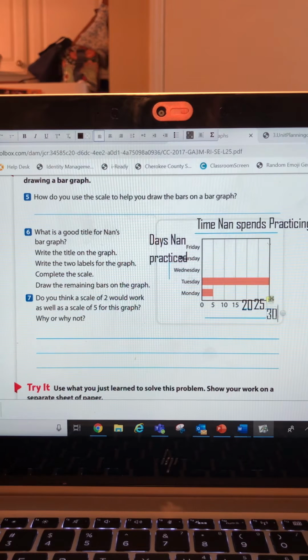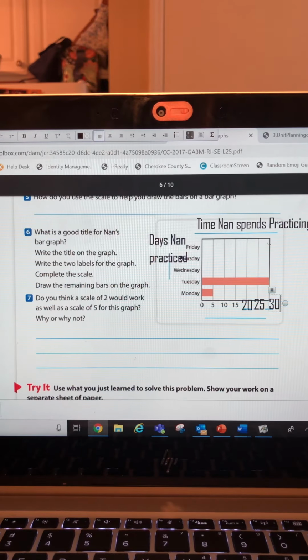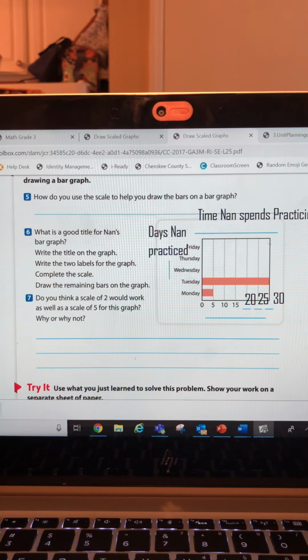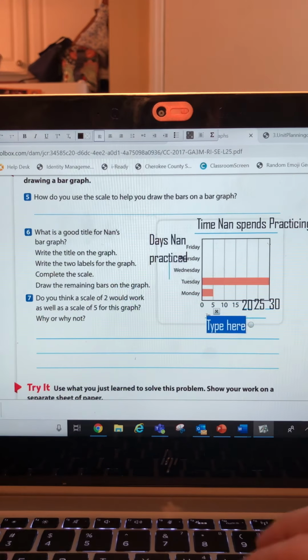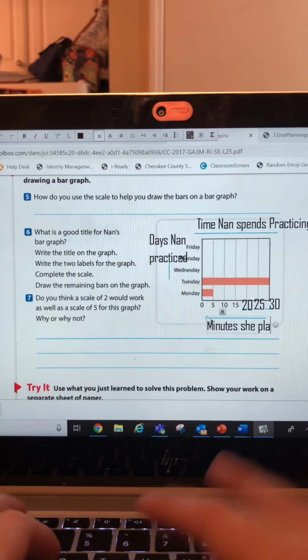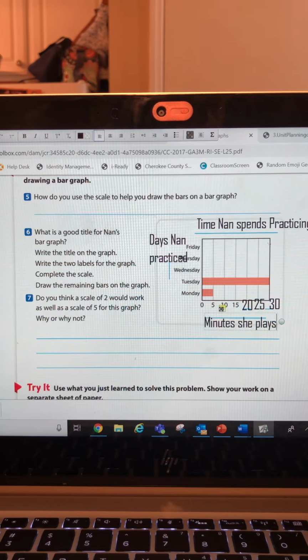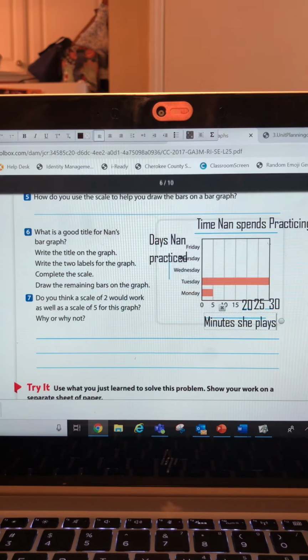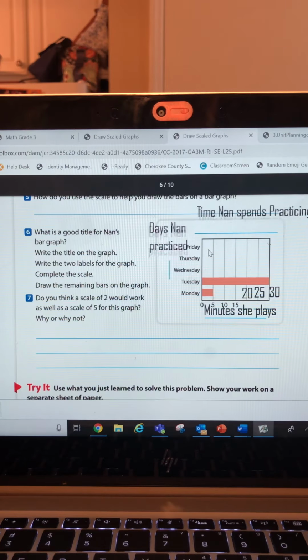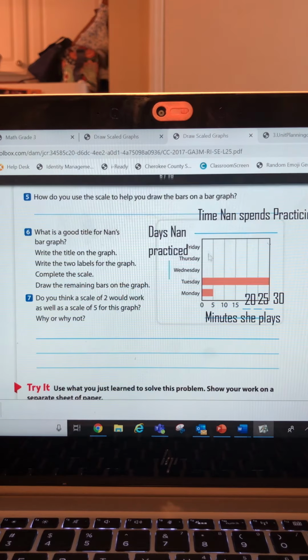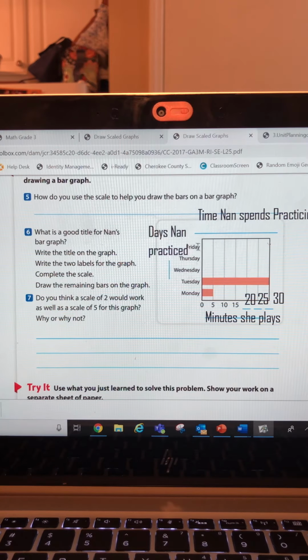So now my bar graph is labeled, except for my bottom line. So I have to label that. And that's going to be number of minutes. So minutes she plays. Okay, so I have my graph done partially. I have not finished actually putting in the data.